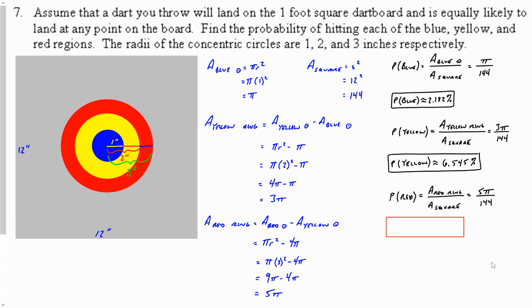In order to find the probability of landing in the red, we have to find the area of the red ring divided by the area of the square. So that means we're going to use our calculators, take 5 pi and divide it by 144. And again, as a percent to the nearest thousandth, that would be 10.908%.